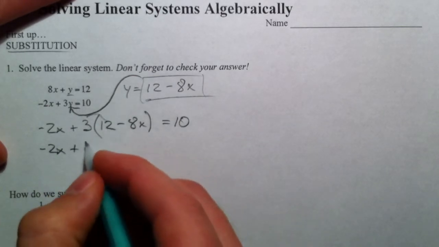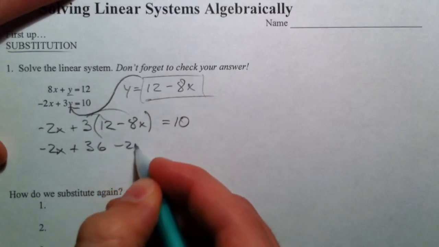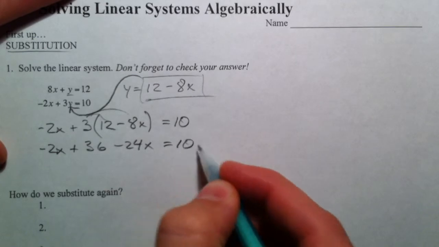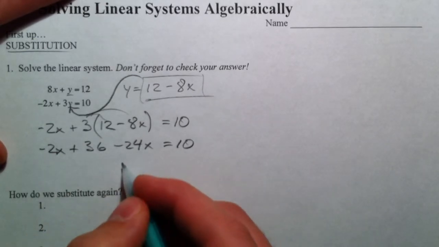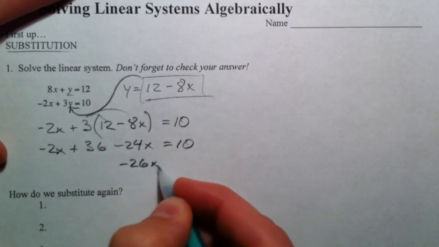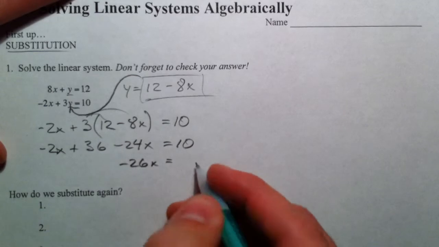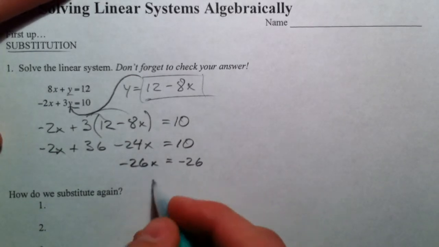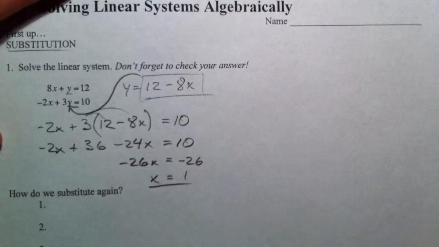So 3 times 12 is 36. 3 times negative 8 is negative 24, and then the x is in there, equals 10. So negative 2x and negative 24x make negative 26x. If we subtract 36 from both sides, we get negative 26. Divide by negative 26, you get x equals positive 1.